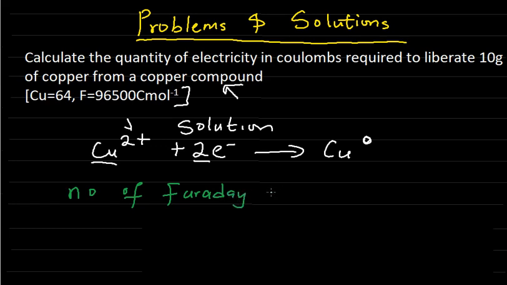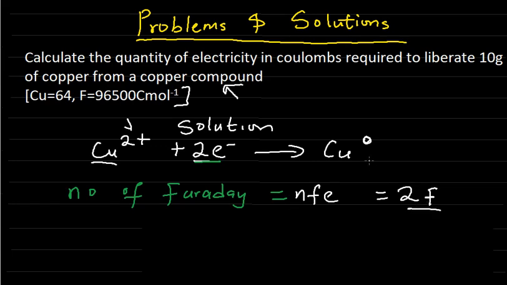The number of Faraday, of course, there are 2 electrons. So that's going to be the formula NFE: number of electrons multiplied by 1 Faraday. The number of electrons is 2, then multiply by 1 Faraday, which we represent with F. So the number of Faraday is 2F. Please take note of that.